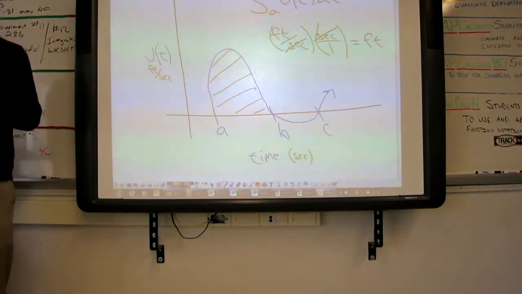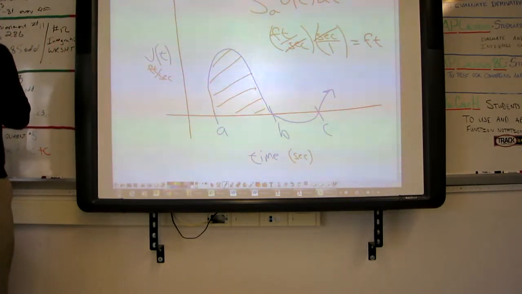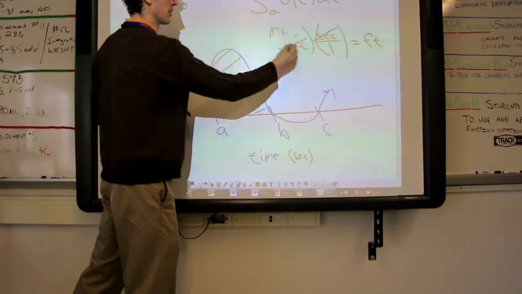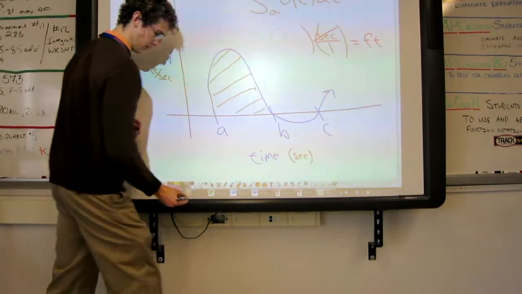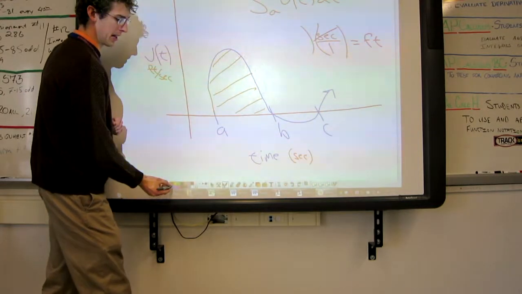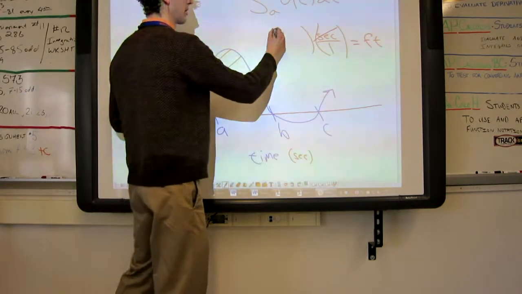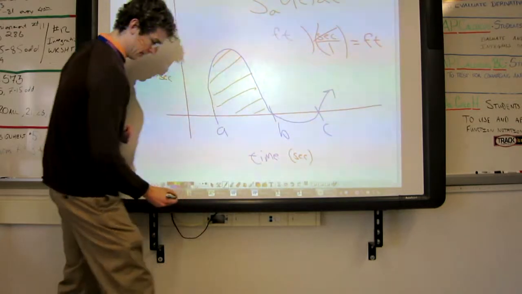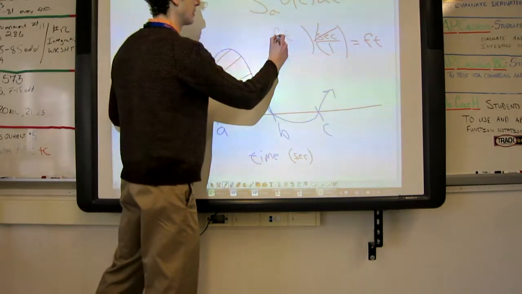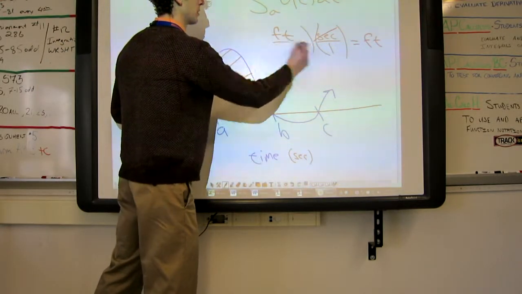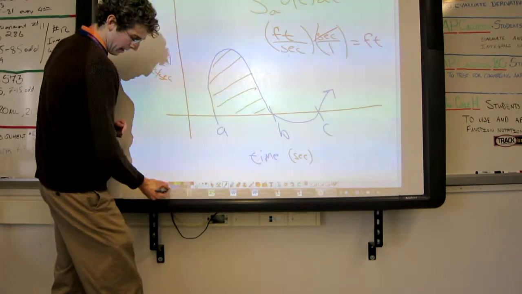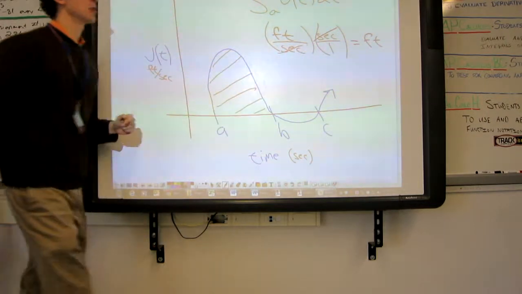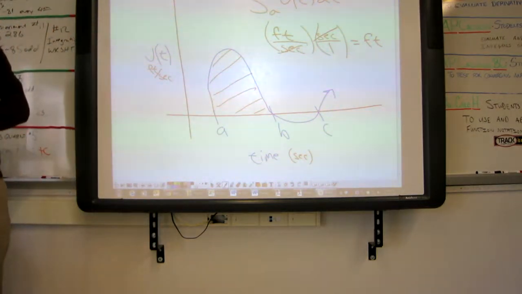Let me write this so it's easier to see. When you multiply velocity times time, you get distance. If you divide velocity by time, you get acceleration. We'll talk about that in a second. Okay, so feet per second is our velocity times seconds, and that crosses out, and that gets you feet. That's when you do integrals.